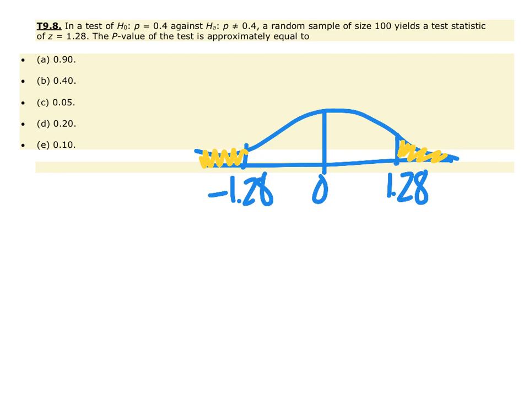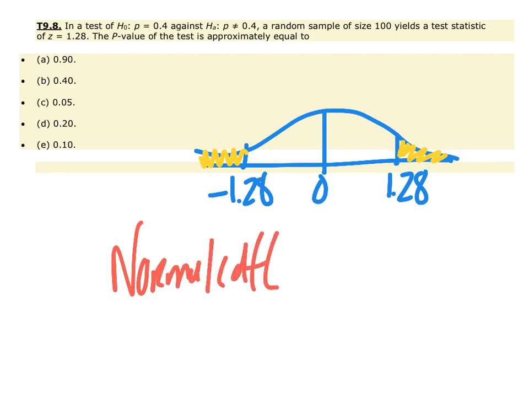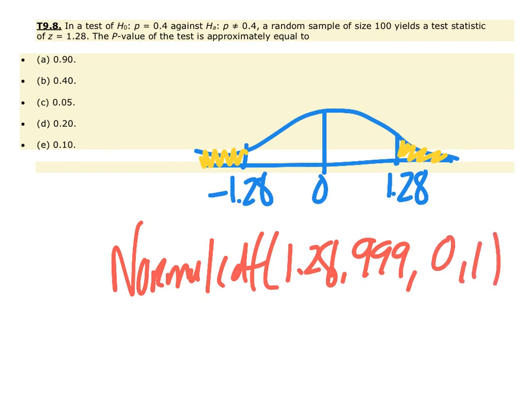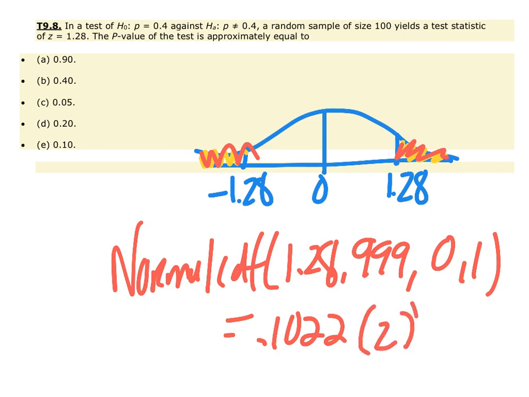Well, all I would do is just come on in here and do a normal CDF, and you could do the lower bound and upper bound of maybe the right-hand side. I could go 1.28 to 999. Because this is the z-score, I would just do 0 and 1. Whatever we get for this value, I believe it's going to be 0.10227. Because we have to replicate this over to this side, just take it and times that by 2. And then that's going to give you the answer here, which is letter D.